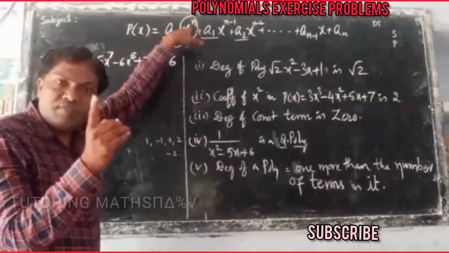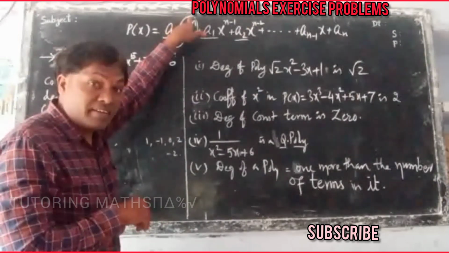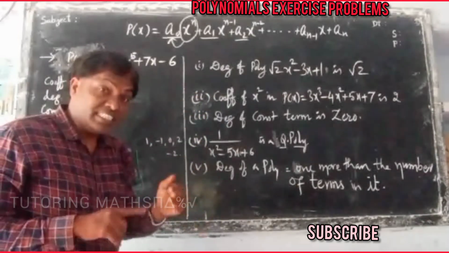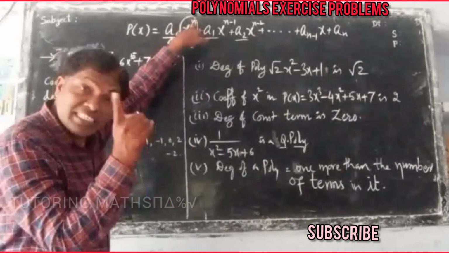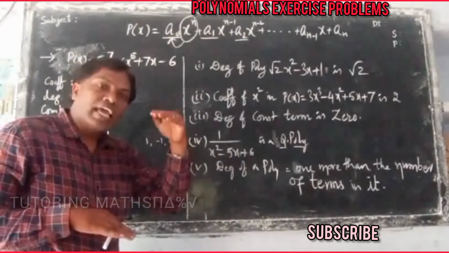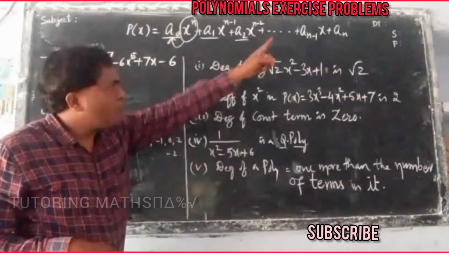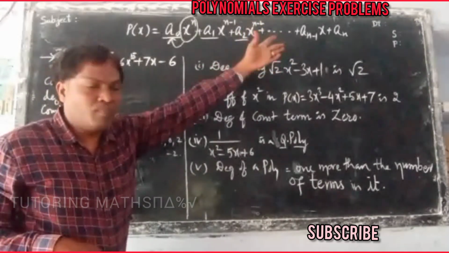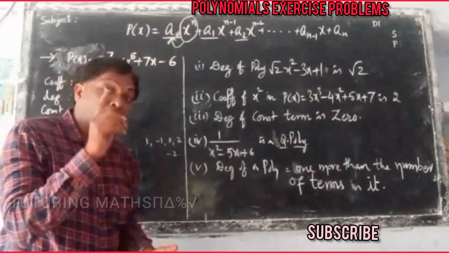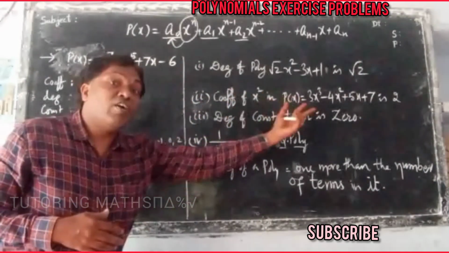Then observe the literal terms. What is the first literal term? x power n. And next, x power n minus 1. One is decreased. You check the exponent. Here the exponent is n, next n minus 1, n minus 2. So literal terms' exponents must be in decreasing order. And finally, there will be no literal term, only the constant term an. So this is the order of a polynomial. A polynomial must be written in an order, in descending order of magnitude.